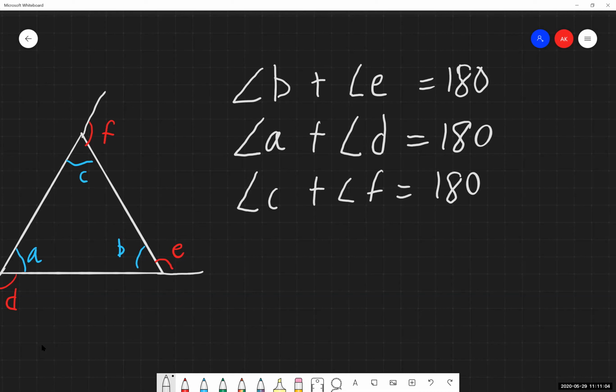So again, we might not necessarily know what angles B and E are. We may not necessarily know what angles A and D are, or C or F. That's fine. But we know the relationship between them is that they are always going to add up to equal 180 degrees. So let's work with an example where we were told to solve for one of these angles. Separate these out here.